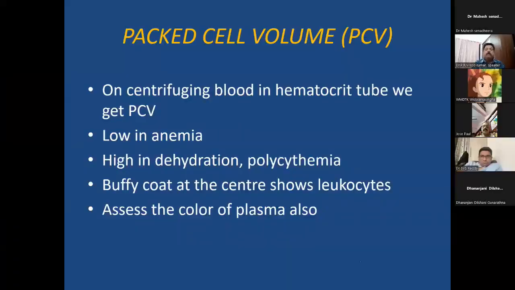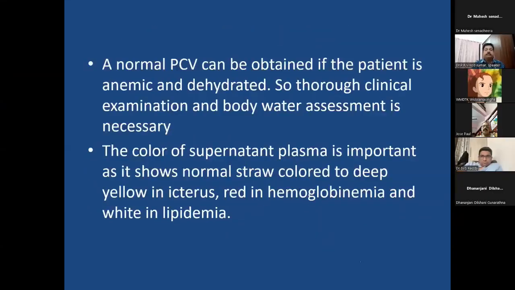Then the color of the plasma also can be assessed. A normal PCV can be obtained if the patient is anemic and dehydrated. I already told you that if it is anemic, there will be low PCV. If it is dehydrated, there will be high PCV. So if the patient has severe dehydration plus anemia, what will happen? We'll have a normal PCV. Very simple logic. In that condition, we have to ascertain that the patient is very weak. We have to go for other clinical examination and body water assessment in that case.